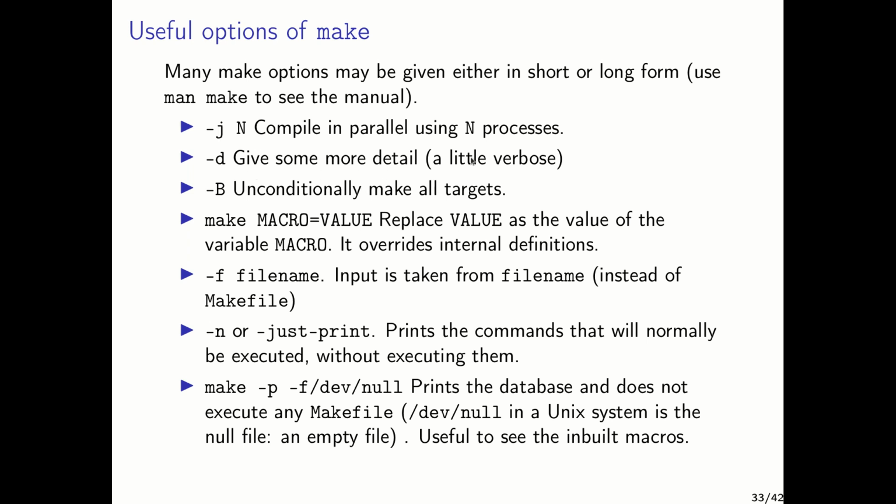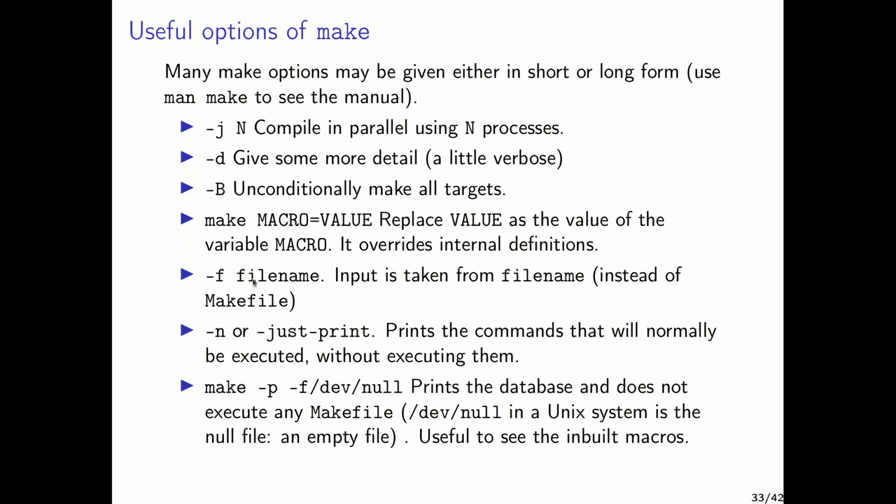-d gives more details of compilation. -B unconditionally makes all targets. Make normally compiles only the targets that are out of date with respect to their prerequisites. With -B, uppercase B, it will ignore that and it will make all targets in any case. These we already know.